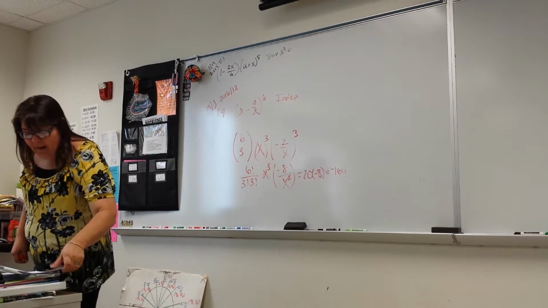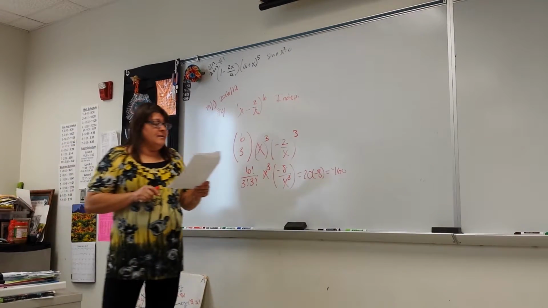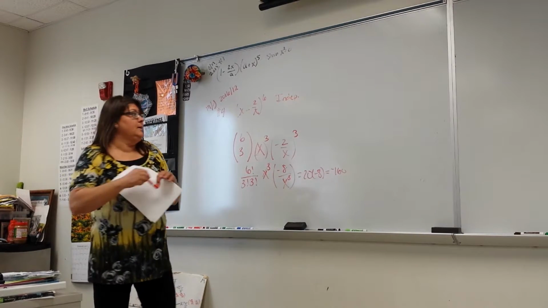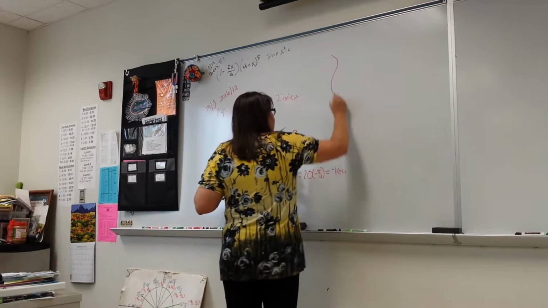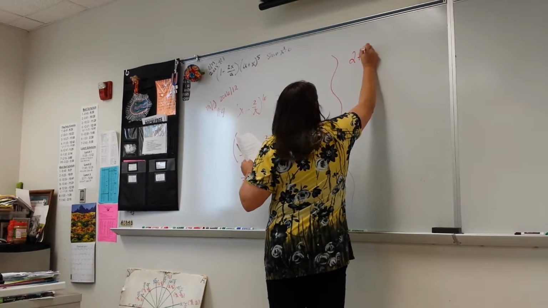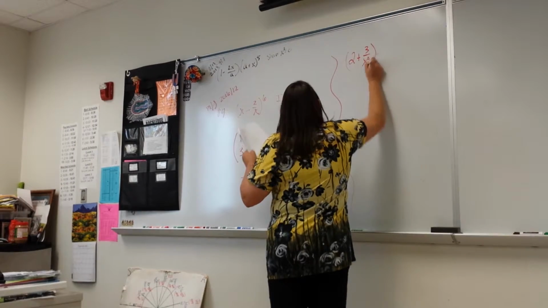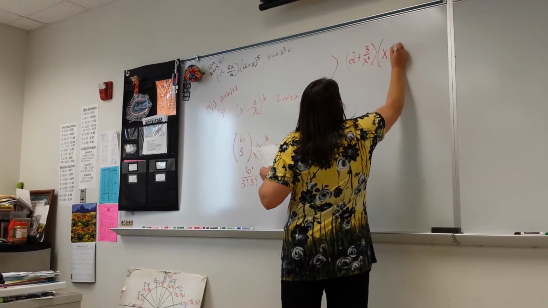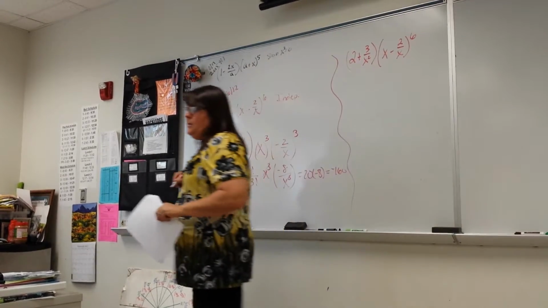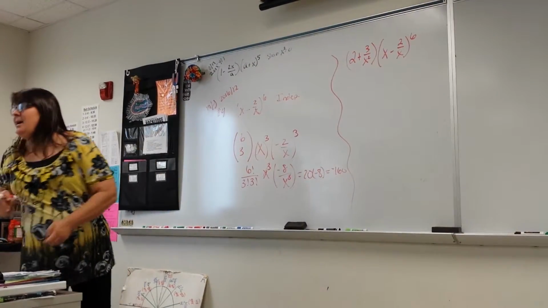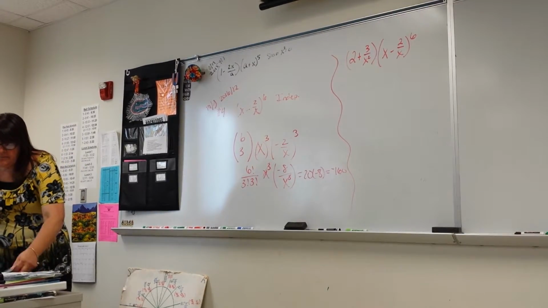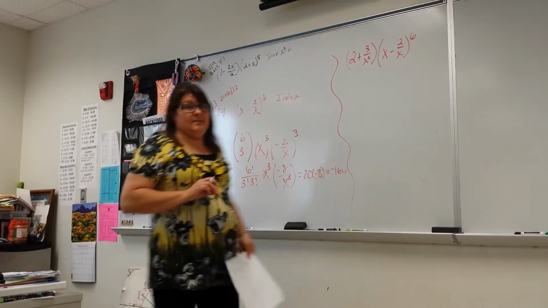Okay, so the next one says find the term independent of x. So we still have more to do. The next part is asking us to do the same thing, but we got a dilemma. It wants us to distribute that through. So we're still finding the term independent. It wants us to find the term independent of x.